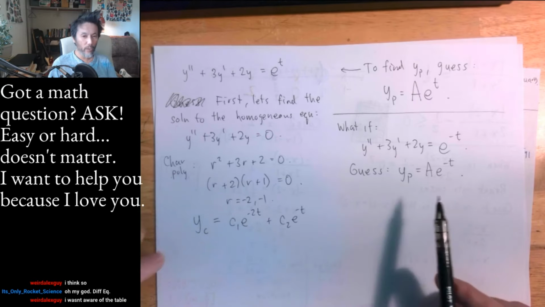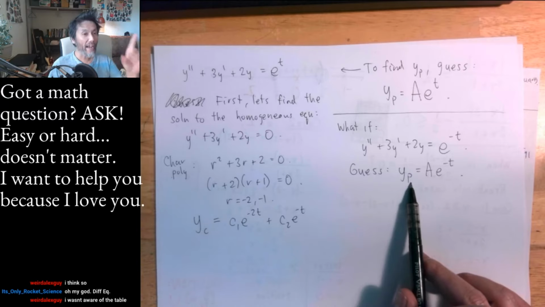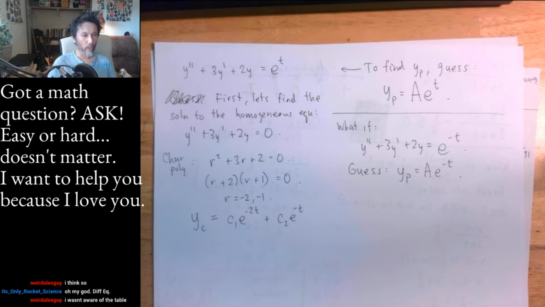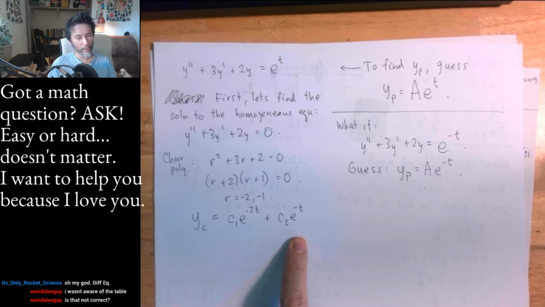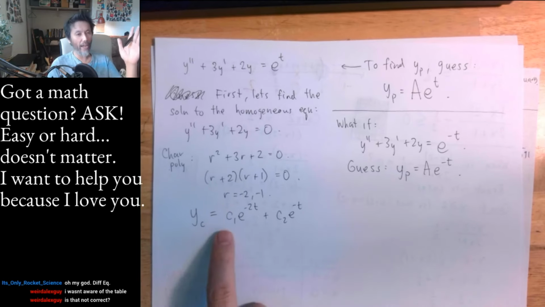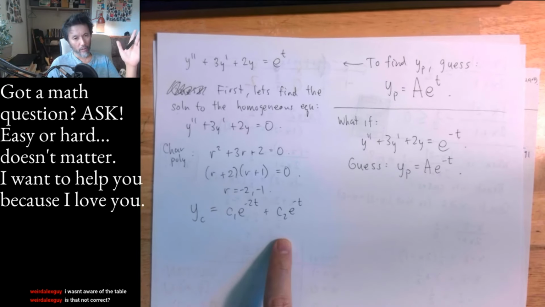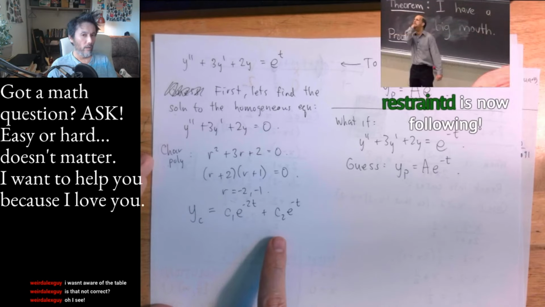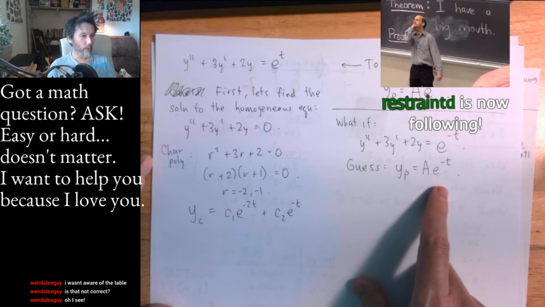But what I want you to observe is that this y sub p cannot possibly work. It's failed from the very start. And the reason is because look at the complementary solution. And please notice that this particular choice of y sub p is already inside the complementary solution. Set C1 equal to 0 and C2 equal to A. So this cannot possibly work.